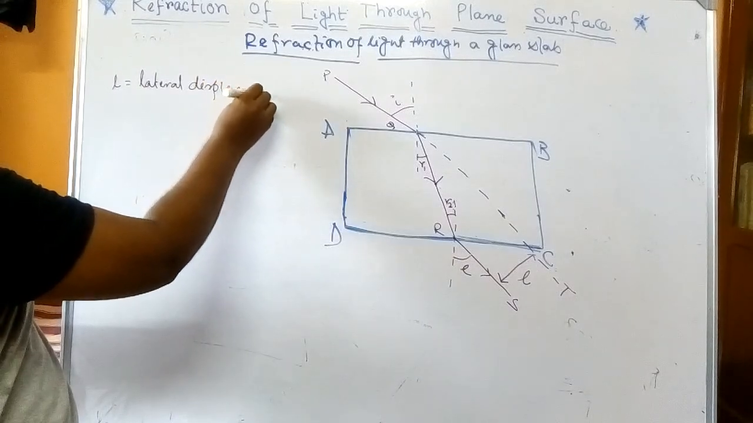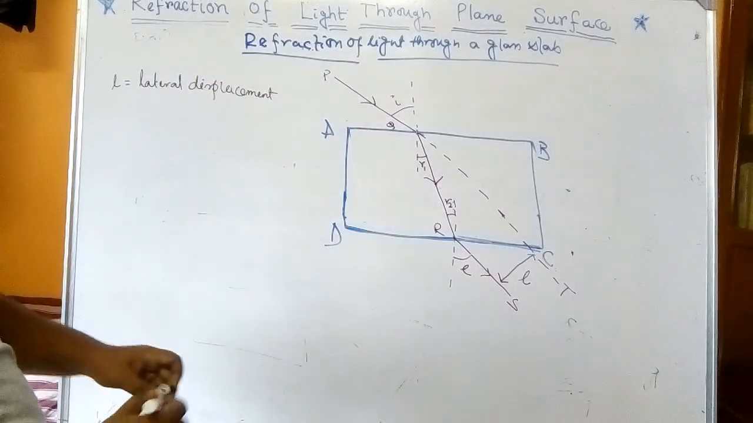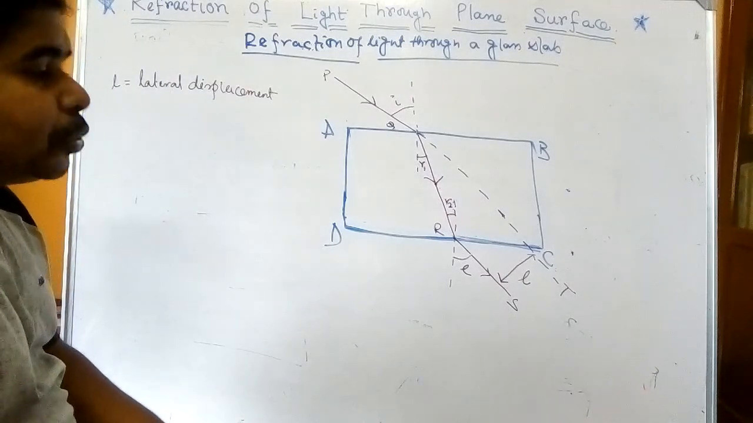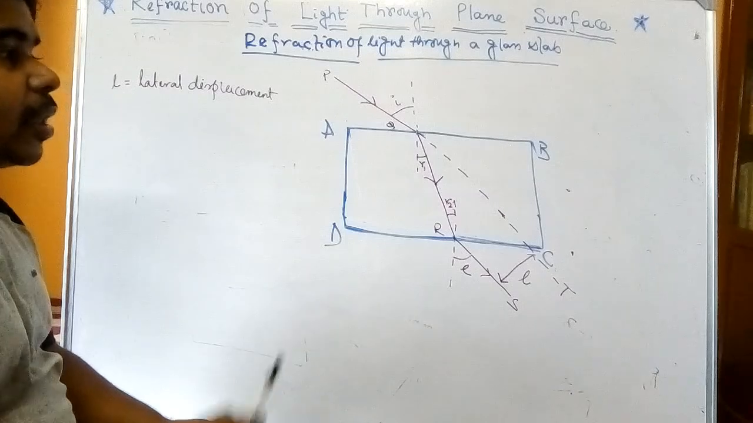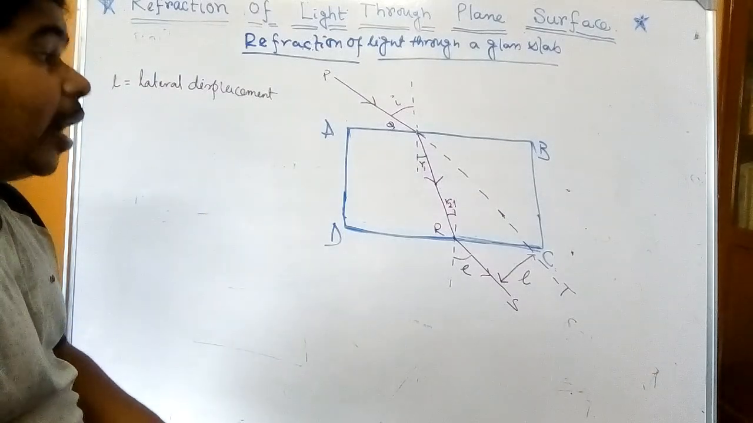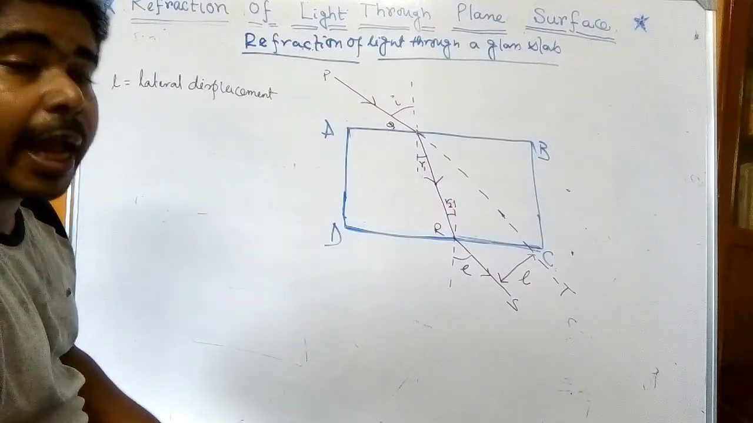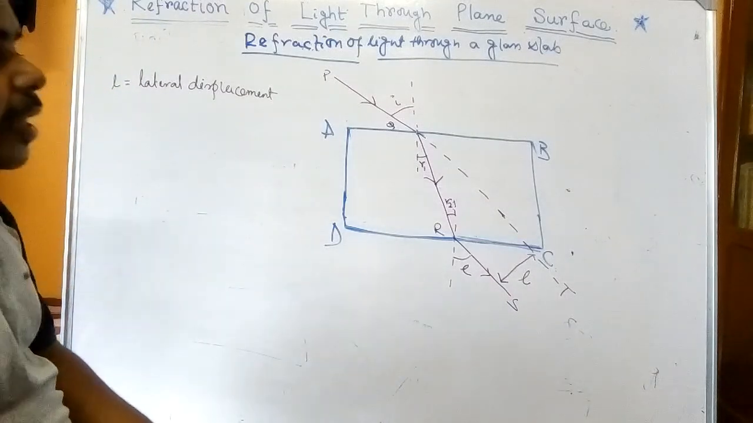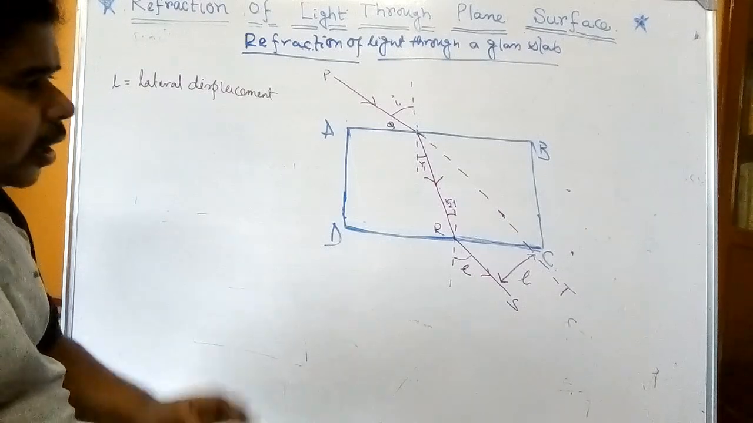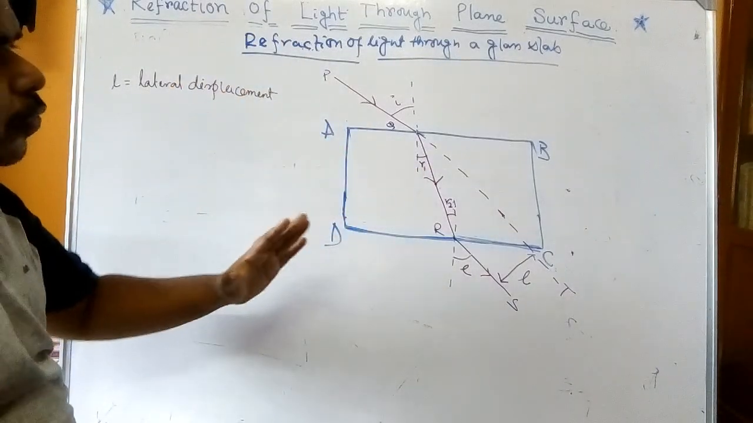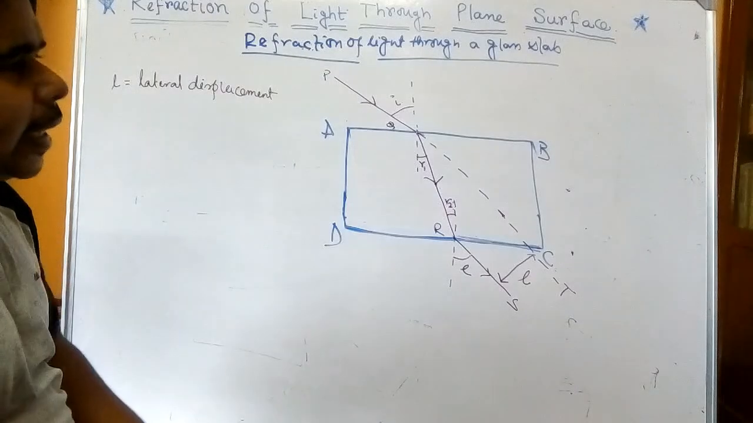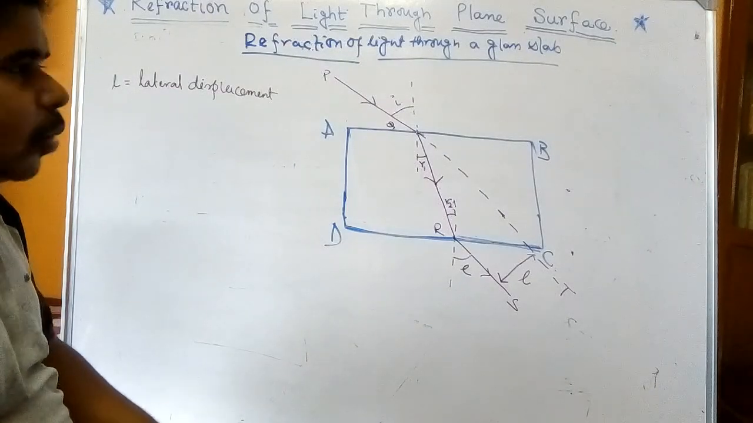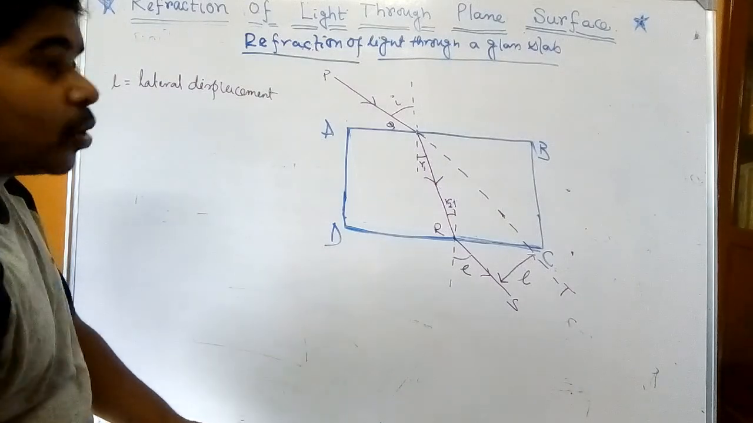What is lateral displacement? Lateral displacement is the length or separation between the path where the light ray would have gone and the path through which the light ray actually goes. The difference between these two paths is known as lateral displacement. Now from this, we want to find the relation between the angle of incidence and the angle of emergence.